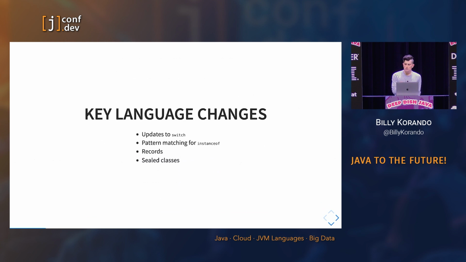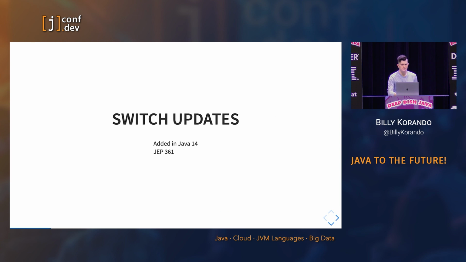Some of the key language changes that have been delivered so far are the updates to switch, pattern matching for instanceof, records, and sealed classes. The switch updates were added in JDK 14, and their JEP is 361.